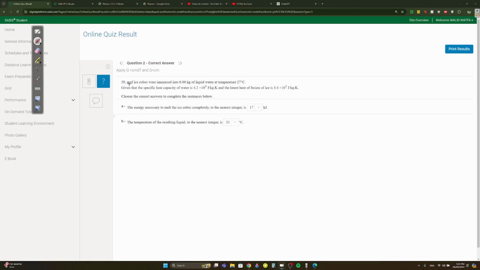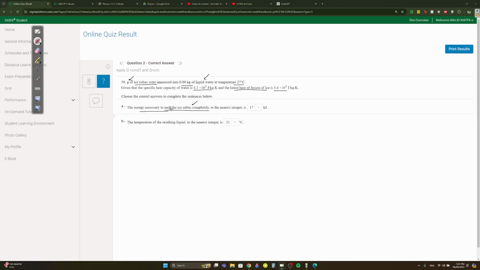Okay, 50 grams of ice cubes. This one's a bit tricky. 50 grams of ice cubes were immersed into 0.8 kilograms of liquid water at temperature 27 degrees Celsius. Given that the specific heat capacity of water is 4.2 times 10 to the 3, and the latent heat of fusion of ice is 3.4 times 10 to the power 5 joules. What is the energy necessary to melt the ice cubes completely? Okay, let's start with part A.